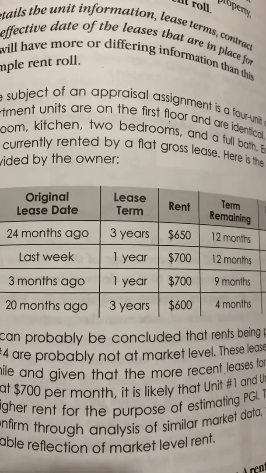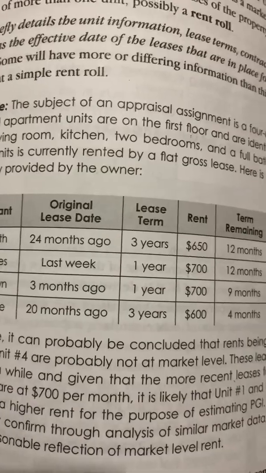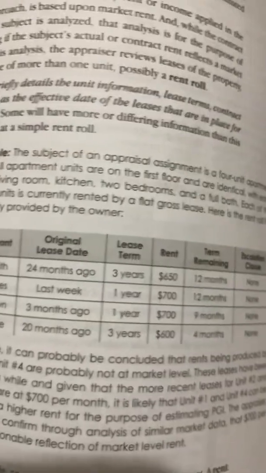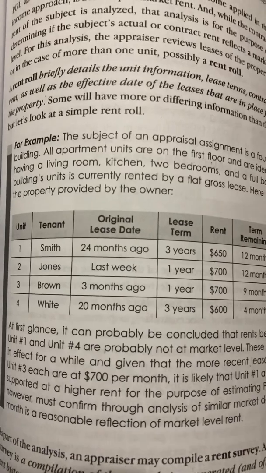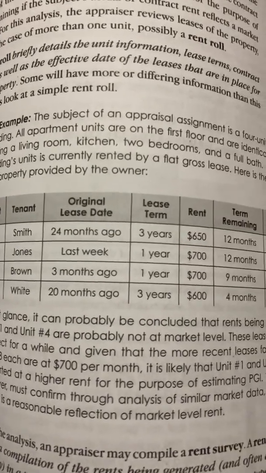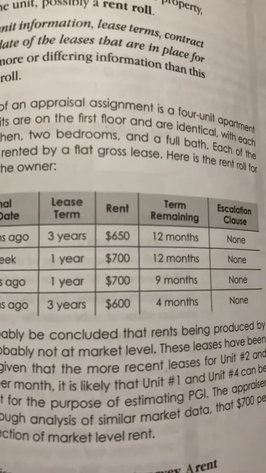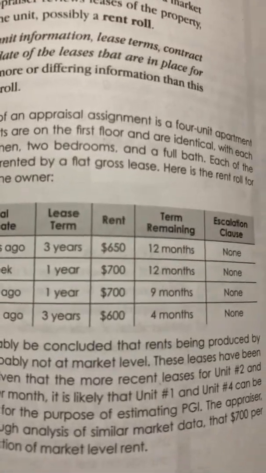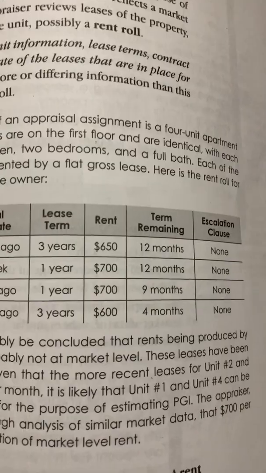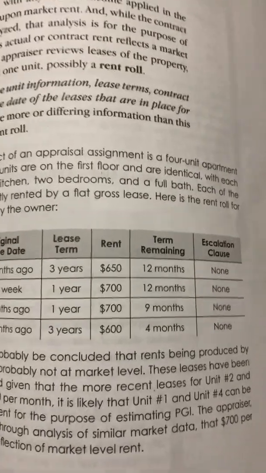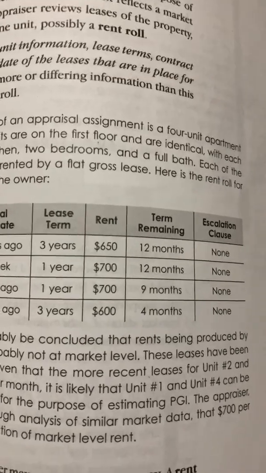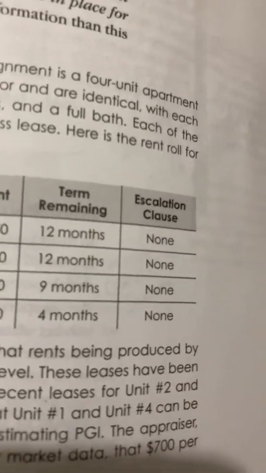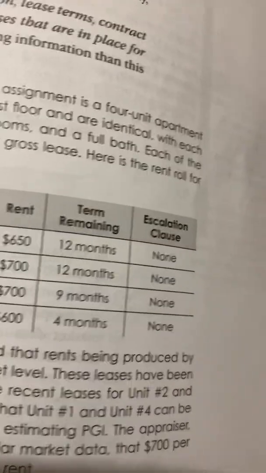The next part of the grid is the rent. Unit number 1 rents for $650 a month. Unit 2 rents for $700 a month. Unit number 3 rents for $700 a month. And unit number 4 rents for $600 a month. The next part of the grid is term remaining. Unit 1 has 12 months remaining. Unit 2 has 12 months remaining. Unit 3 has 9 months remaining. And Unit 4 has 4 months remaining. The last part of the grid is escalation clause. None of the units have an escalation clause.